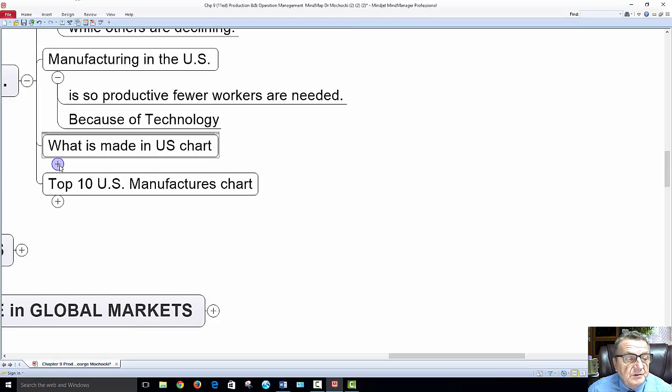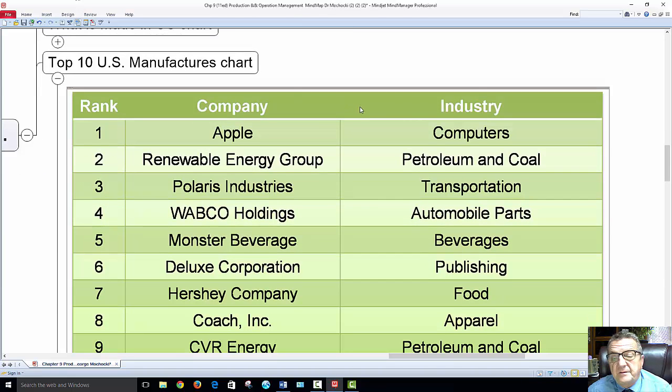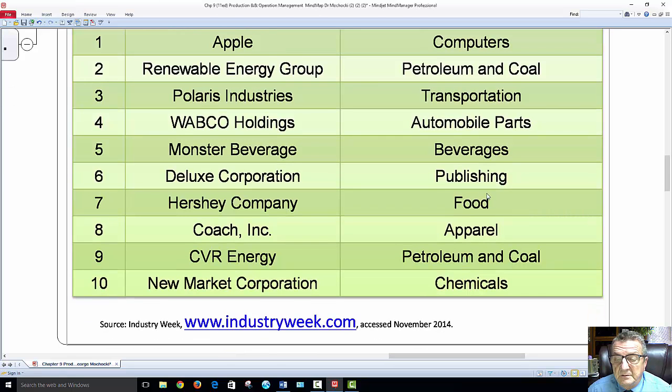So what is the U.S. chart made of? Okay, the top 10 U.S. manufacturers. Computers, Apple, renewable energy, petroleum, and coal. We did that when we discussed oil prices, we did Shell. I don't know if it's any good or not. Transportation, beverages, food, apparel, right? Food, Hershey's, it's still good. Coach. These are the large ones that are left. And there are some that have the American brand name, but they are multinationally owned, or the headquarters left the U.S.